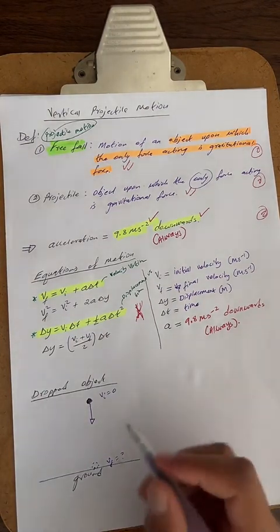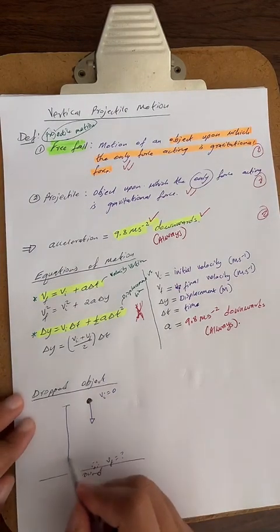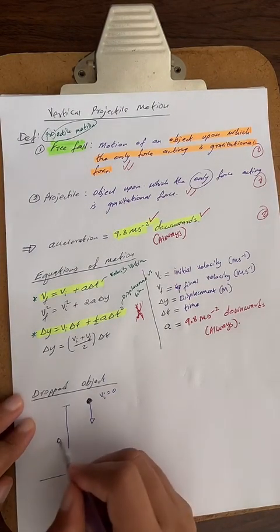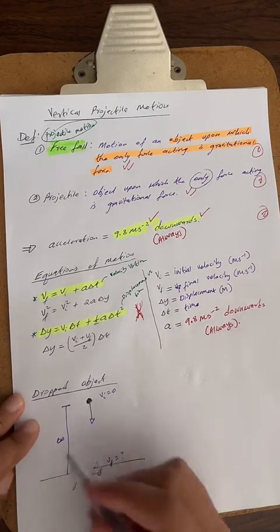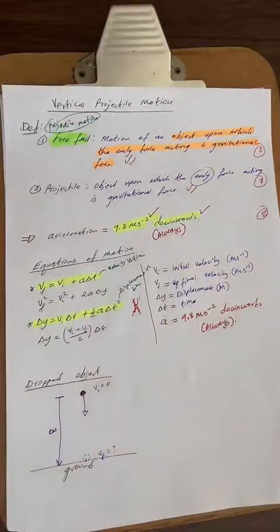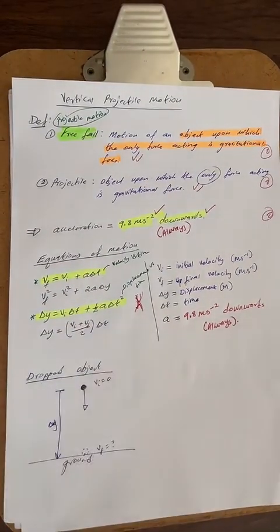Initial velocity is always zero, and this will be the height of the object. The displacement will start. The object, remember, is dropped from that point there. It comes to the ground, so the displacement vector will be in that direction. So we are just understanding this situation.